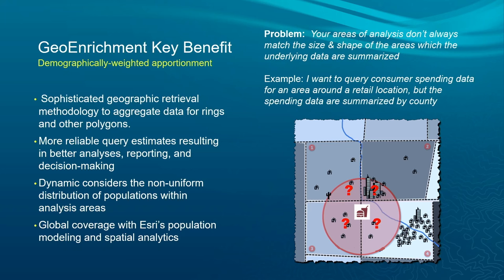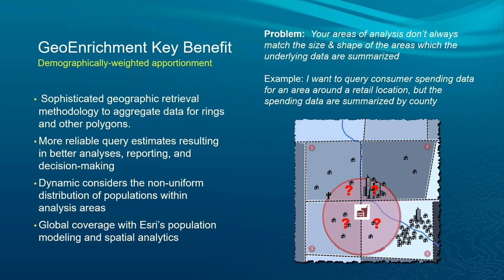This is really where GeoEnrichment shines and stands out. It's easy to have just a flat table of data with attributes for your counties or postal codes, but how do we apportion data to these irregular areas like rings or drive times? The methodology we use here is called demographically weighted apportionment, also called block apportionment. This retrieval methodology aggregates the data to our area by intersecting the census blocks behind the scenes. In our image here, this ring is intersecting four block groups. Each one of those four quadrants represents a block group.